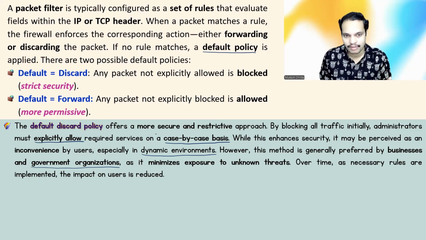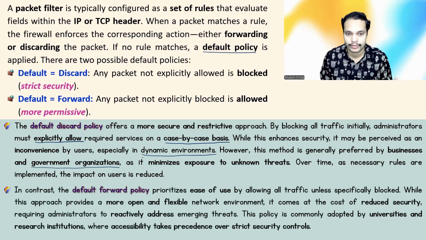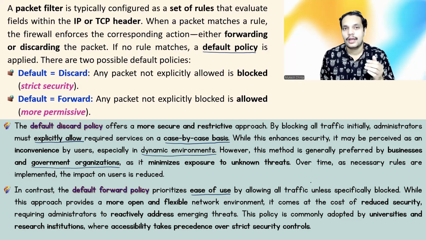And as you can understand by now, this method is generally preferred by businesses and government organizations where strict security has to be imposed. Whereas the second one, the default forward policy, prioritizes ease of usage rather than enforcing strict security. It allows all the traffic unless specifically blocked. That means if a packet does not match any of the rules given in the filter, it will simply allow the packet to pass through. While this approach provides a more open and flexible network environment, it comes at the cost of reduced security.